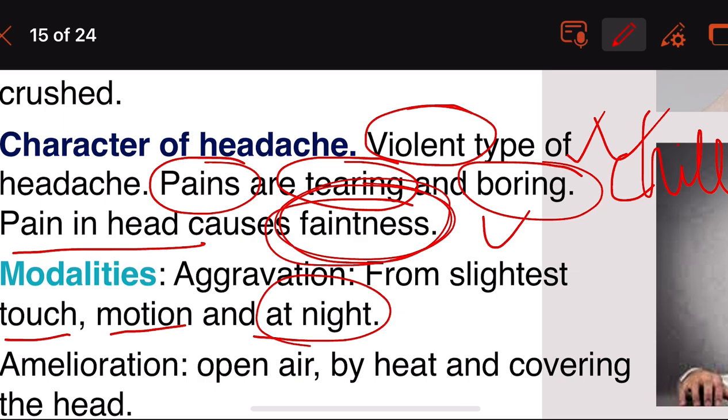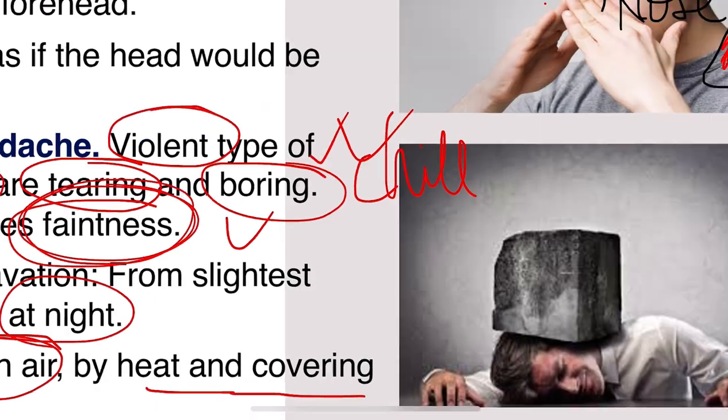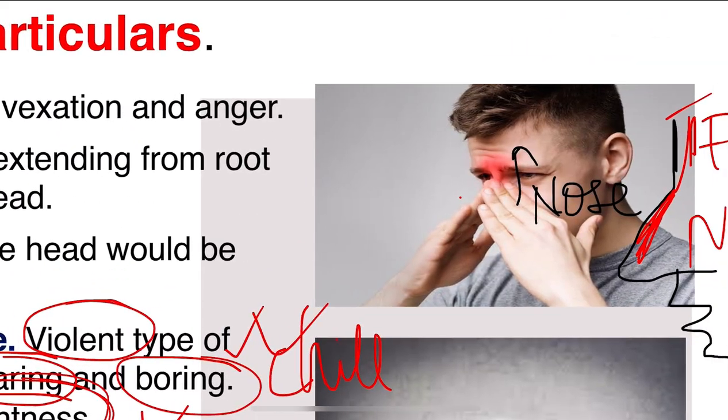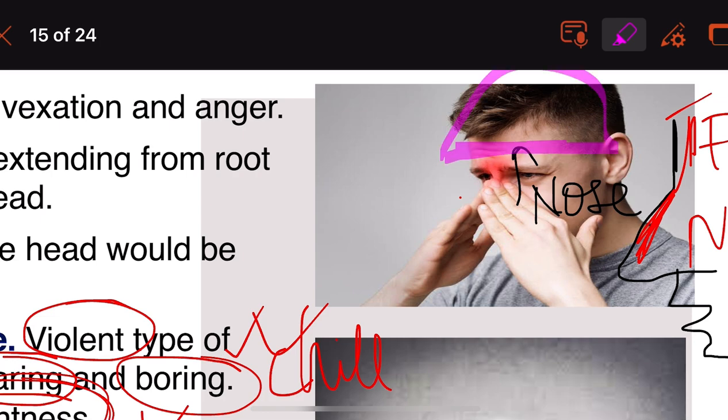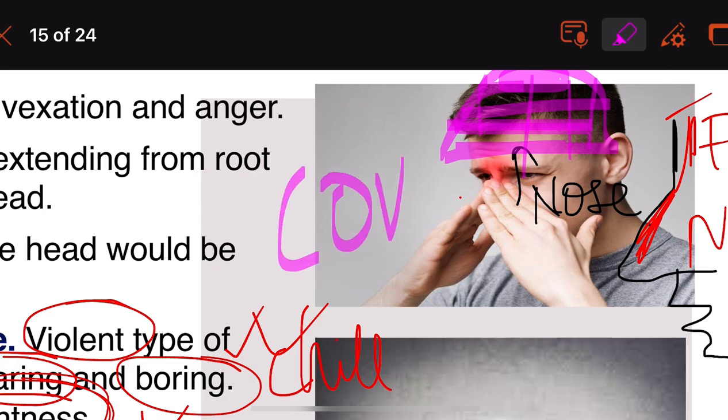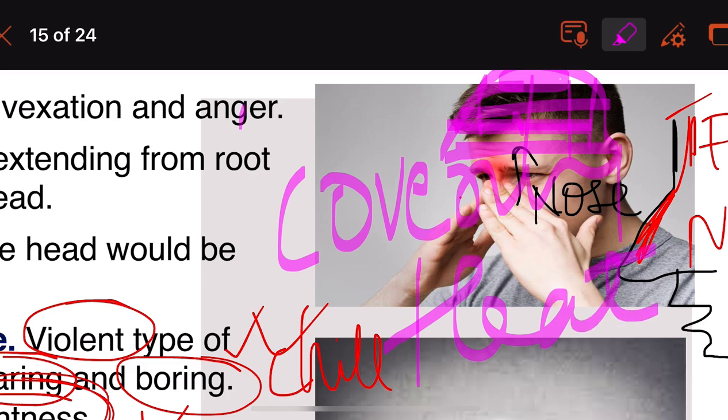Amelioration is by open air, by heat, and covering the head. The patient feels better in open air, by heat, and covering the head. If the patient covers the head, he feels better. Covering, and heat, and open air amelioration.